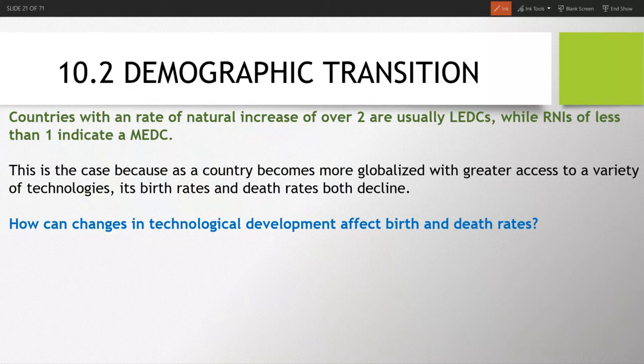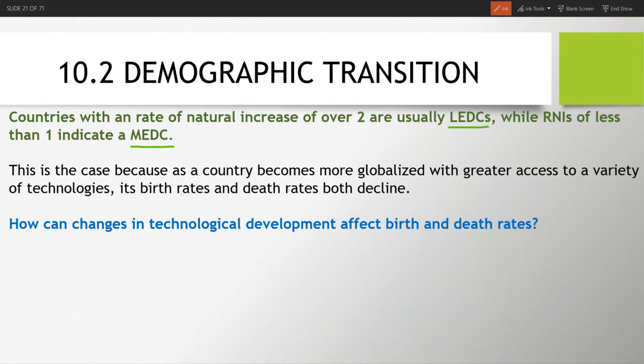So generally, countries with a rate of natural increase of over 2 are usually LEDCs, or less economically developed. And countries for whom that number is less than 1 are usually more economically developed. These are just basic trends that we'll see as we go through this outcome.